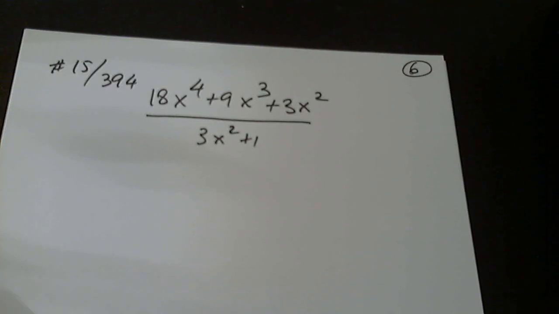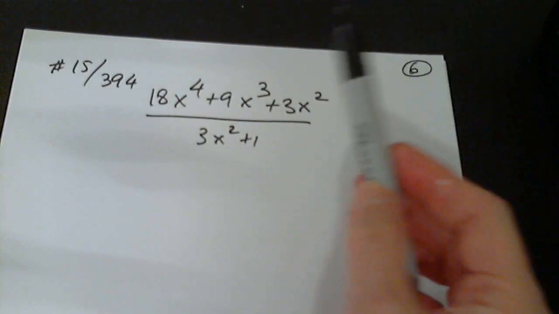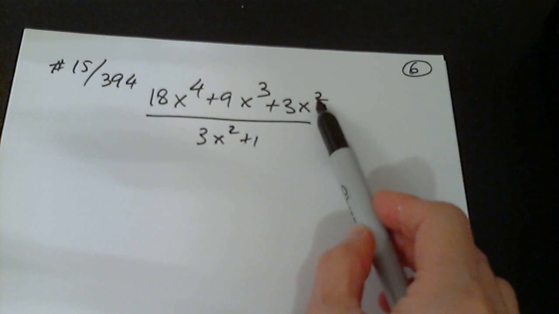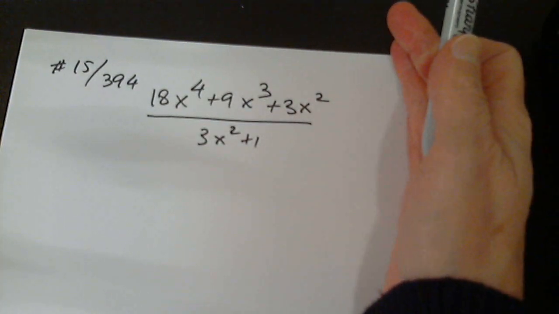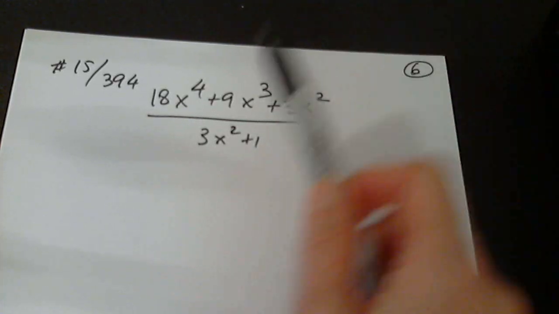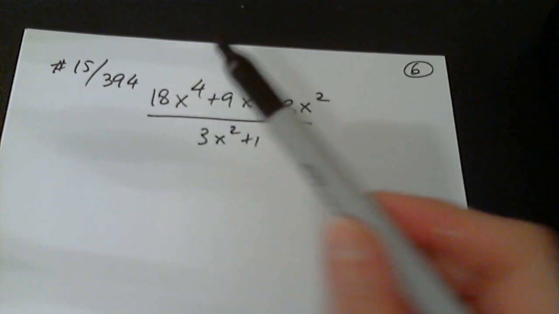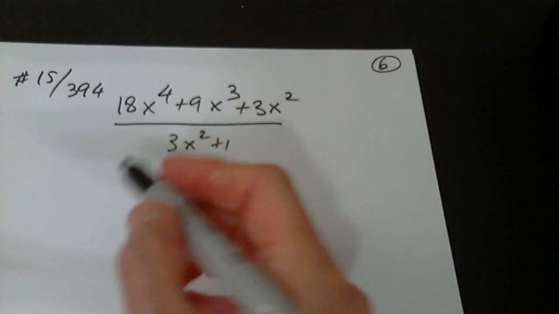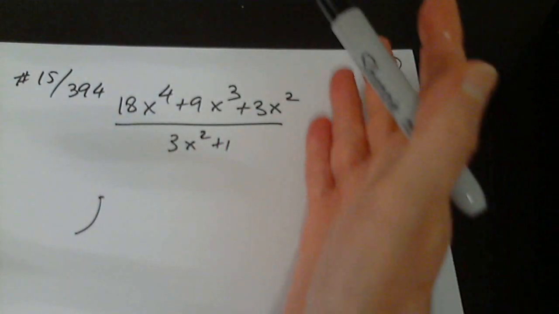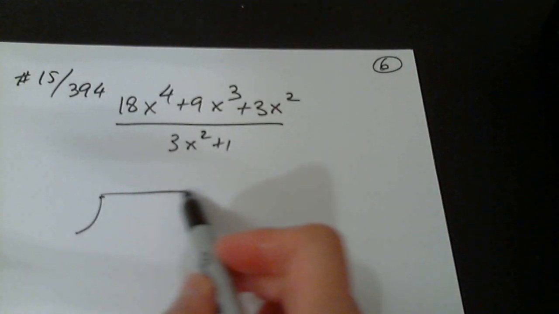Are they in descending order? Yes, they are. Degree 4, degree 3, degree 2. If the last ones are missing, it's fine. There is plenty of room. But if one in the middle is missing, I have to leave special dedicated space for that. But if the last terms are missing, that's fine.